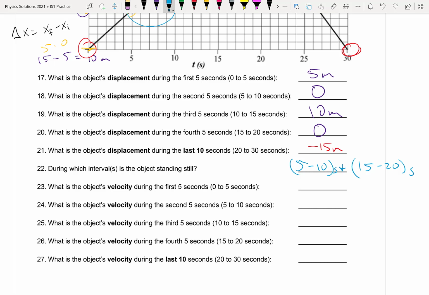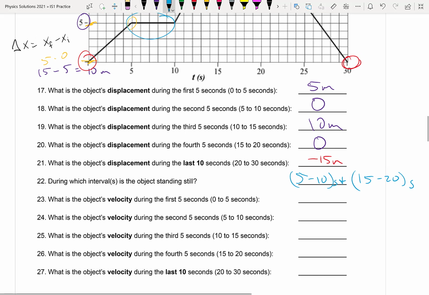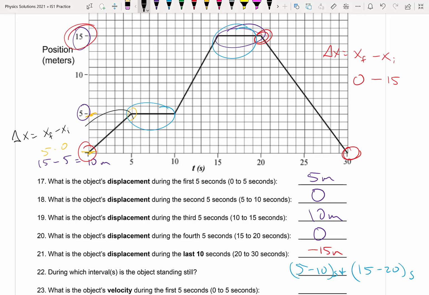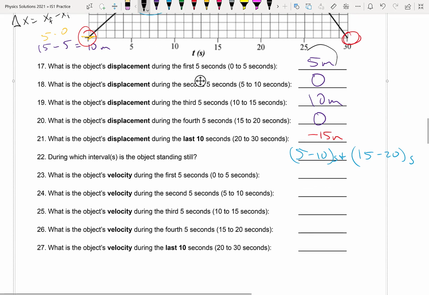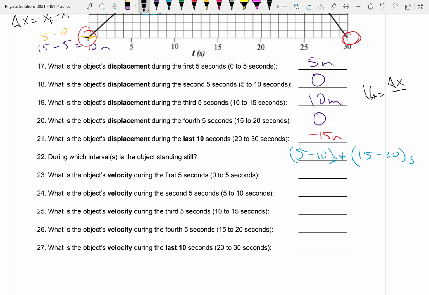Now it asks me to calculate the velocity from 0 to 5 seconds. So a couple things you could do. One is the velocity is the slope of the position time graph. So you could calculate all the slopes. However, I found the positions already here. So I'm going to use the definition of the average velocity, which is the displacement divided by the change in time. They're telling me the change in time is 5 seconds, and my displacement in the first 5 seconds was 5 meters. So 5 divided by 5, it's going to be 1 meter per second.